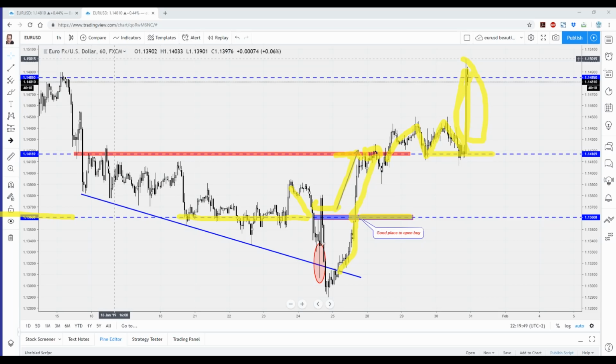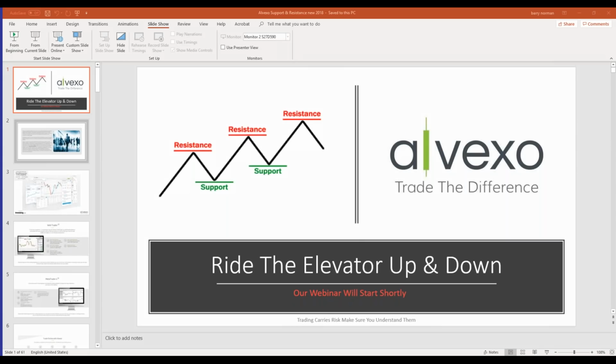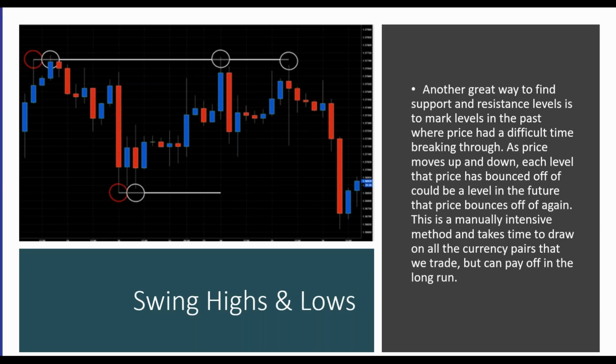So let's go back to my PowerPoint. So one of the great ways to find support and resistance is to mark levels in the past where price had a difficult time breaking through. As price moves up and down, each level that price has bounced off of could be a level in the future that price bounces off again.